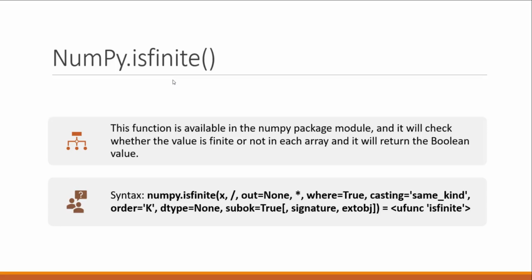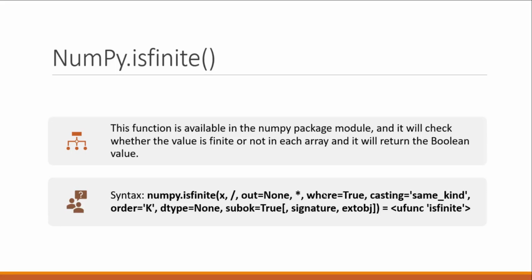We can also pass input arrays to check whether the values in the array belong to the finite class. If it is finite, then it will return the true value, otherwise it will return false. Here is the syntax of the numpy.isfinite function, and within this function we are going to use only 4 parameters. The first parameter is x. This parameter indicates the input array in which we want to check whether the value is finite or not. The next parameter is out. This parameter specifies the location where the result will be stored, and by default it takes the None value.